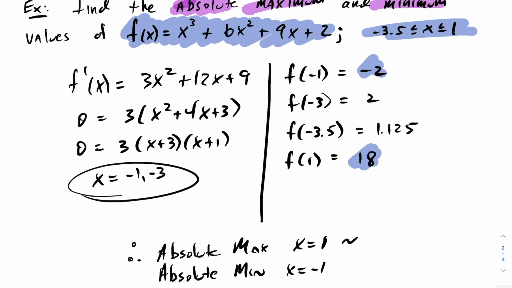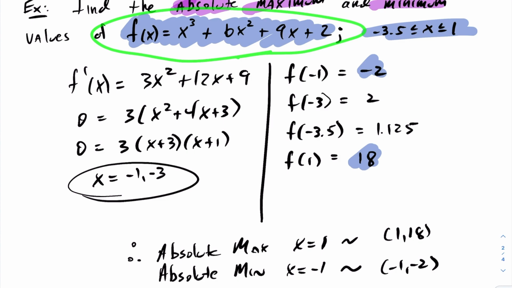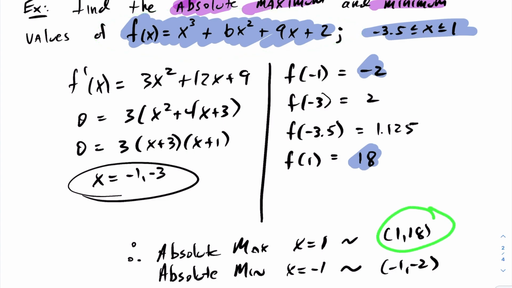As a point, the absolute maximum would be (1, 18), and the absolute minimum, expressed as a point, will be (negative 1, negative 2). So the following function has an absolute maximum at (1, 18) and an absolute minimum at (negative 1, negative 2). Let's take a look at the graph of this function.